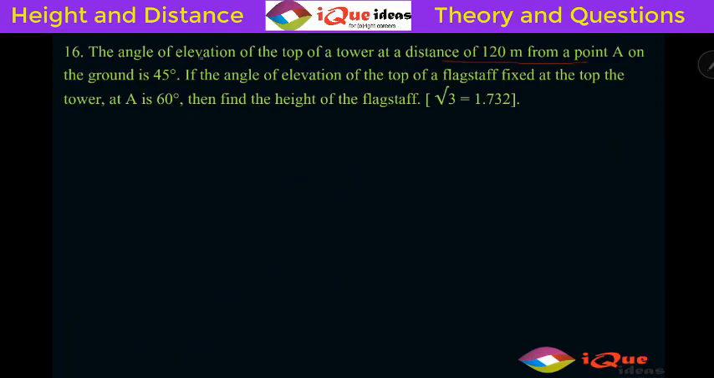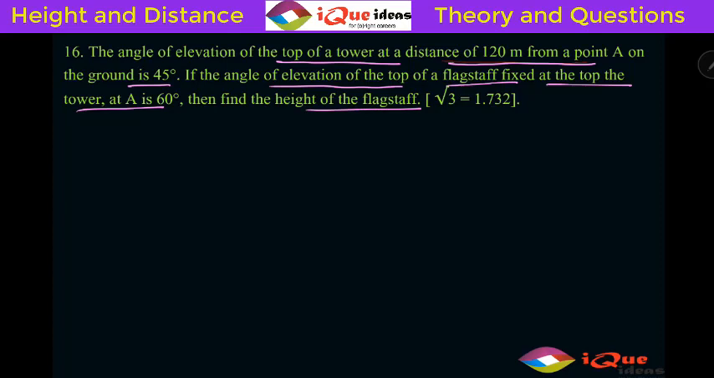Now this question says the angle of elevation of the top of a tower at a distance of 120 meters from a point A on the ground is 45 degree. If the angle of elevation of the top of a flagstaff fixed at the top of the tower at A is 60 degree, find the height of the flagstaff.